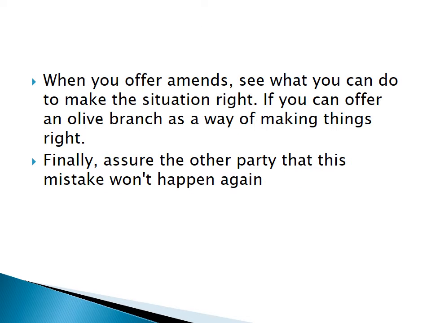Then how to amend, meaning how to correct that mistake. So what you can do to resolve the situation, if you can offer an olive branch, meaning some other way to resolve it, amendments. And then finally, to assure the other party that you will not do this again, or this mistake or that error will not be committed again, or if it was your bad behavior, such behavior will not be shown or expressed again.